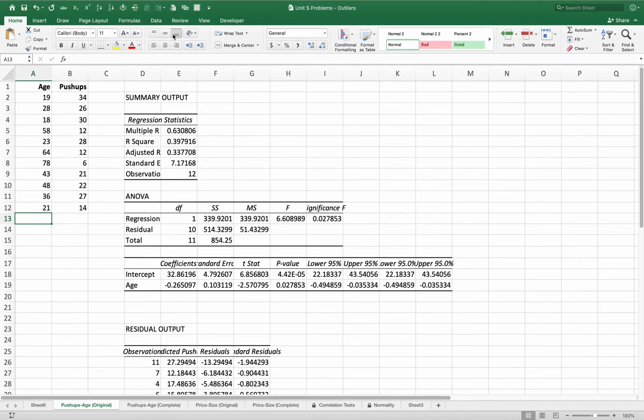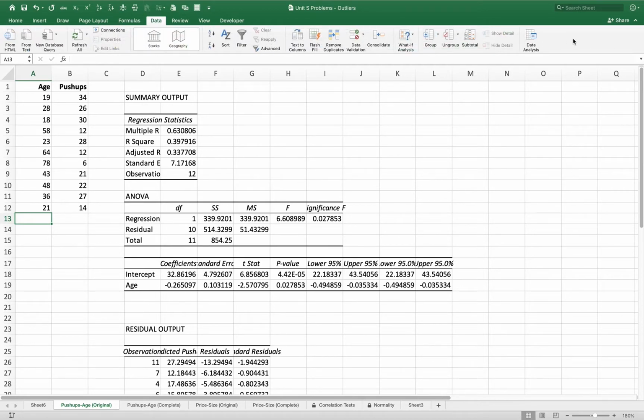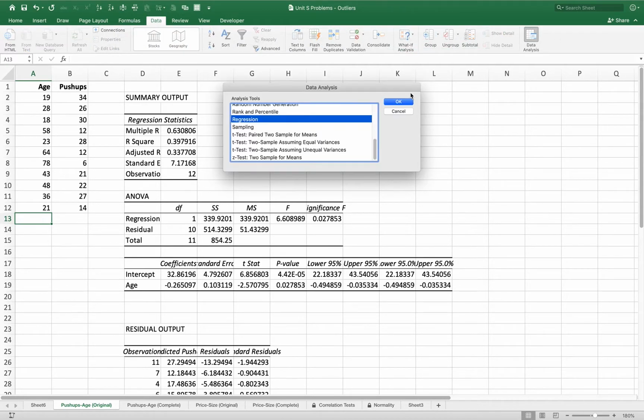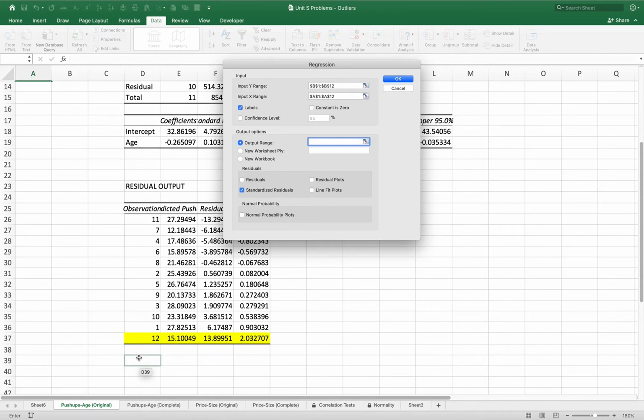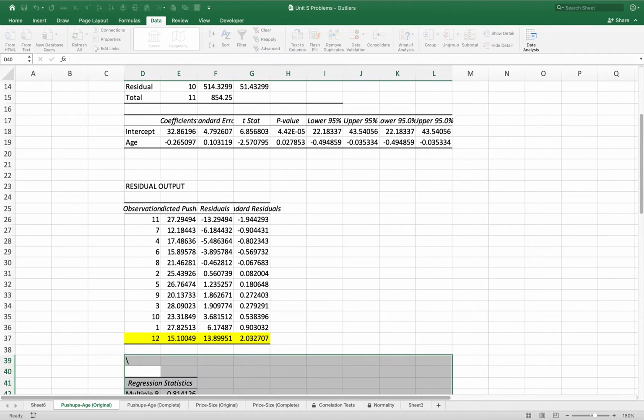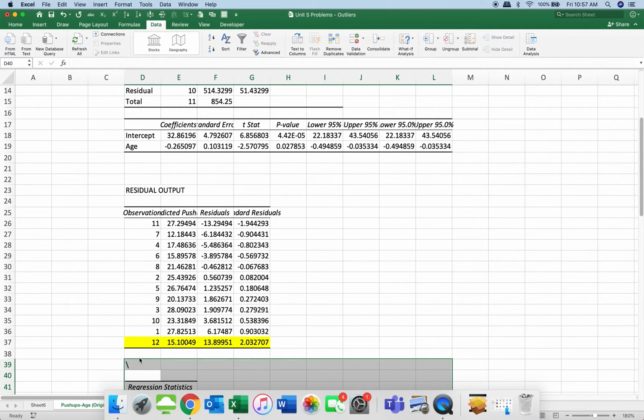Okay, now let's rerun the regression. So data analysis. Everything is going to stay the same, except for, instead of going to B13, I'm going to go to B12. And then, of course, I have to do the same with A as well. And then the other thing I want to do, of course, is change my output range. So my output range then will be somewhere below this. There we go. Okay.